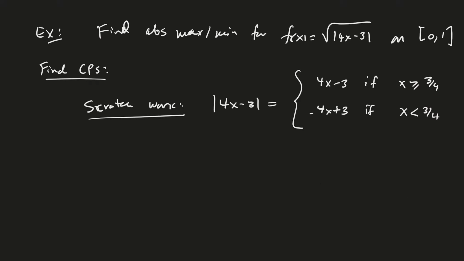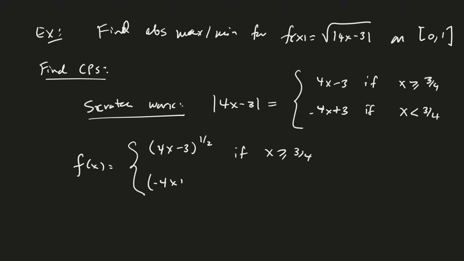And so with that, we can say that f of x is equal to 4x minus 3 to the 1/2 power if x is greater than or equal to 3/4, or minus 4x plus 3 to the 1/2 if x is less than 3/4. Good.